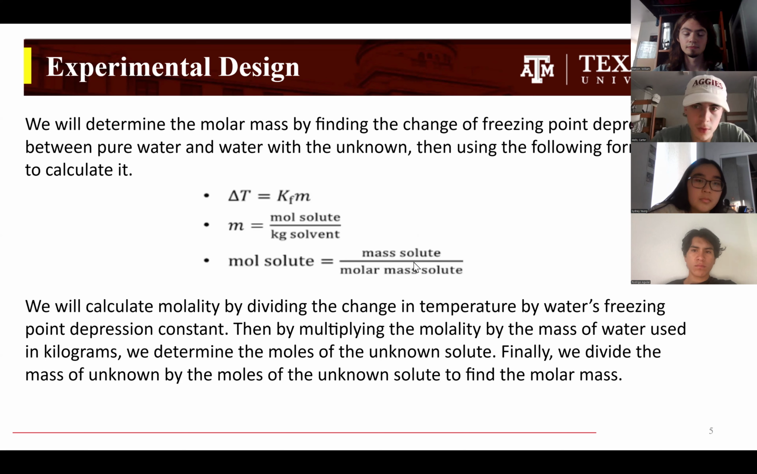We determined the molar mass by finding the change of freezing point depressions between pure water and water with the unknown, then using the following formulas to calculate it. We will calculate the molality by dividing the change in temperature by the water's freezing point depression constant, which is 1.86. Then by multiplying the molality by the mass of water, used in kilograms, we determine the moles of the unknown solute. Finally, we divide the mass of unknown by the moles of the unknown solute to find the molar mass.